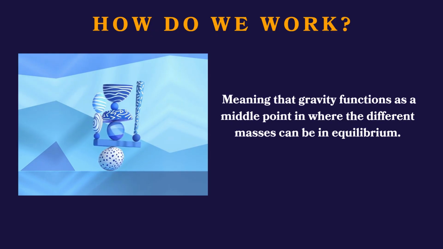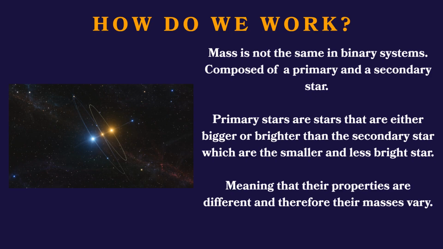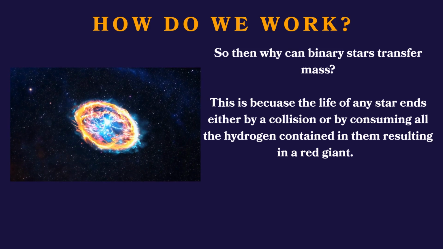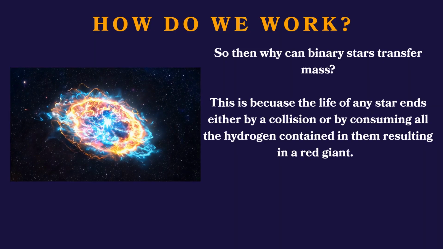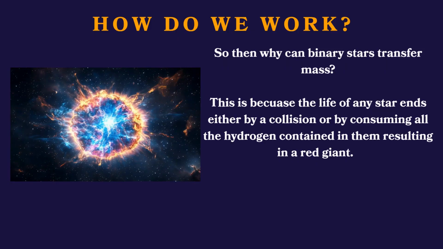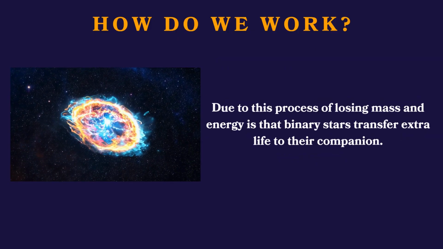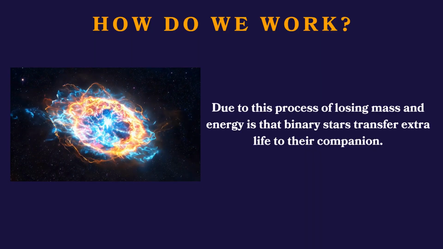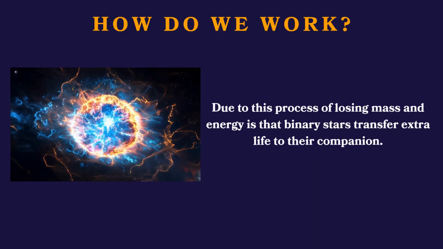Another important thing to know about them is that they're composed of a primary and a secondary star, which means that pretty much the brightest or biggest one will be the primary, and the second one, the less bright and smaller, will be the secondary, which is why they have different properties and different masses at the same time. Another factor to know is how they transfer mass. One of the reasons they do it is because stars usually die by collisions or by becoming red giants. Once the collision comes, the second star will absorb that energy and they will transfer it out.